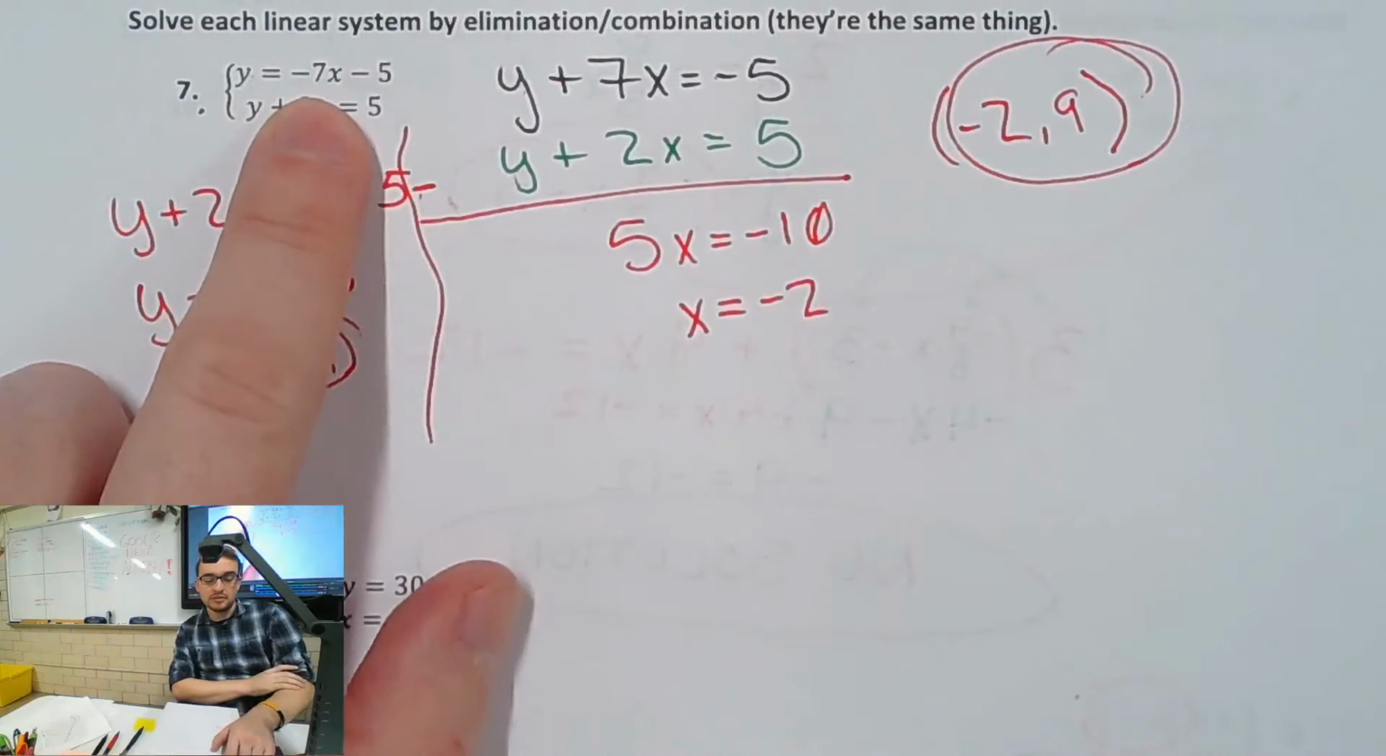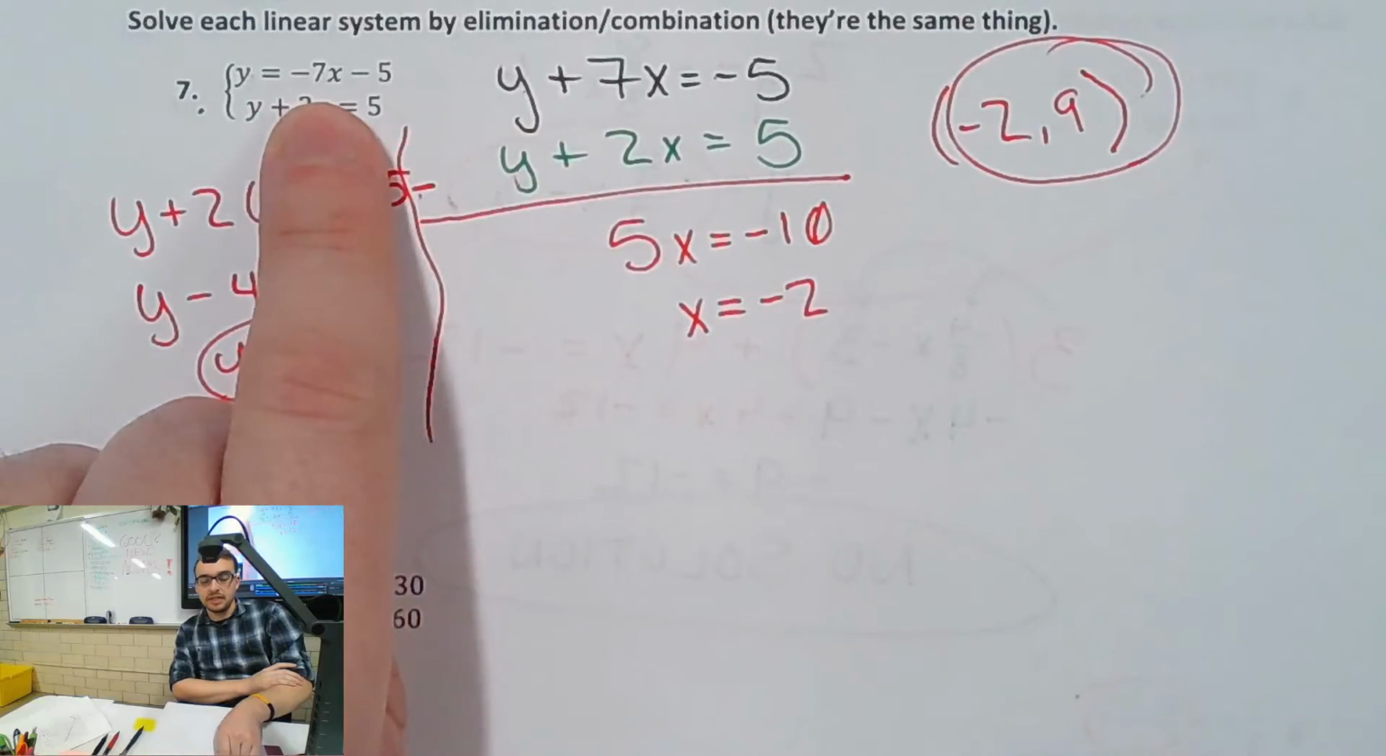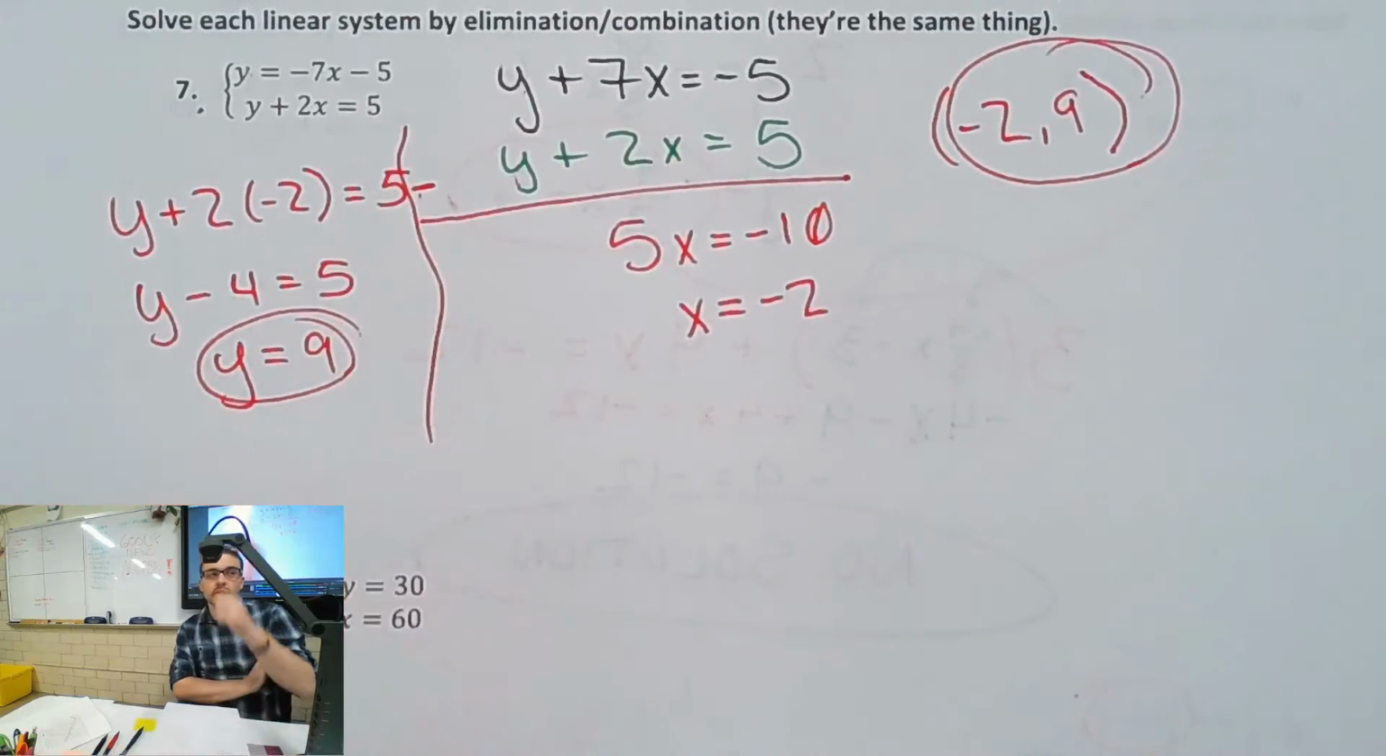I moved over the negative 7 by adding. Negative 7x, I added it to move the whole term over. Yeah, good question.